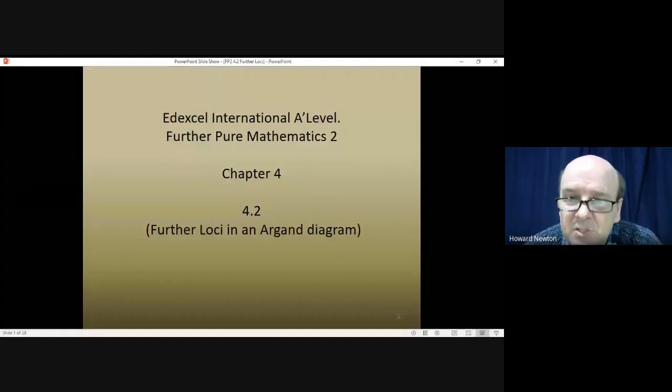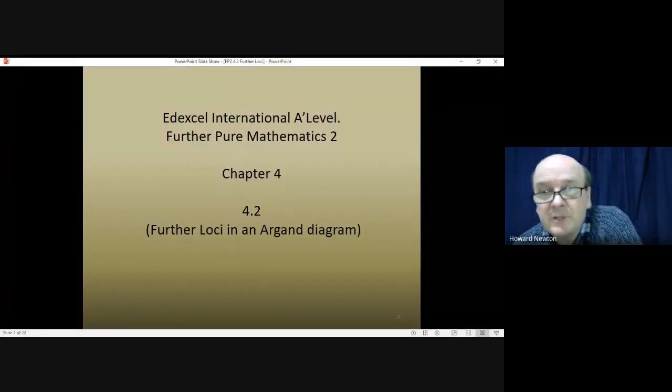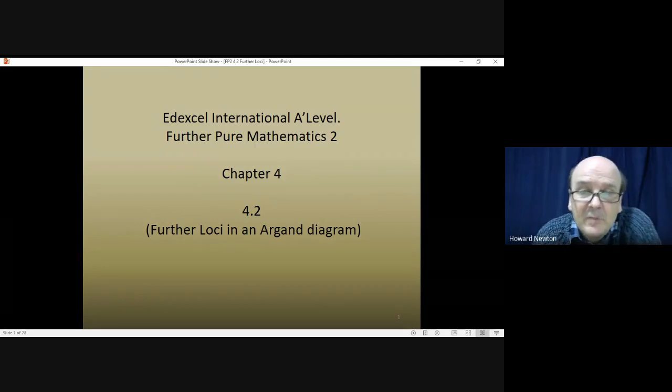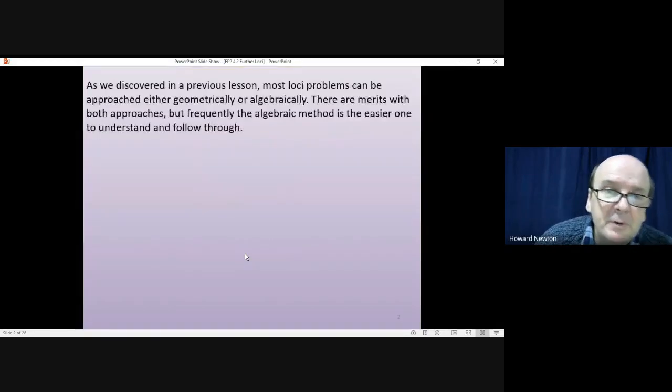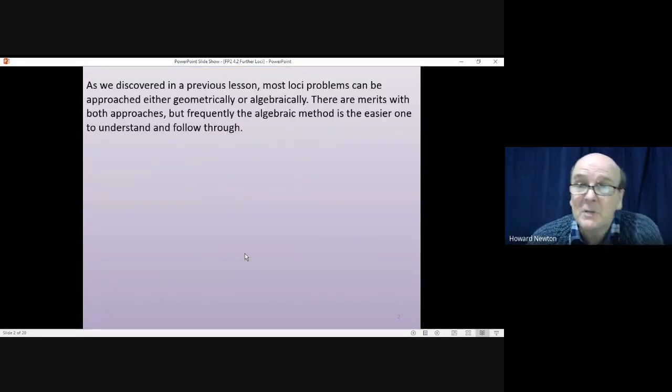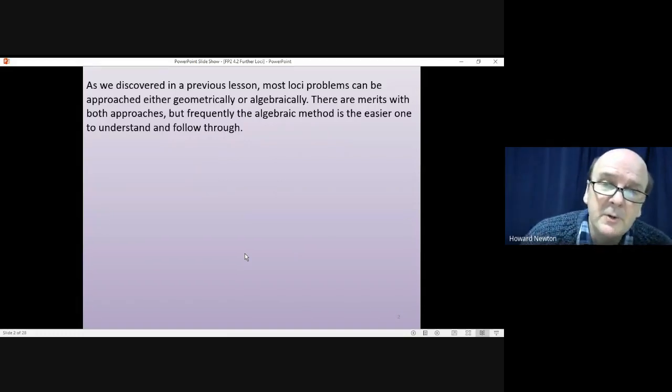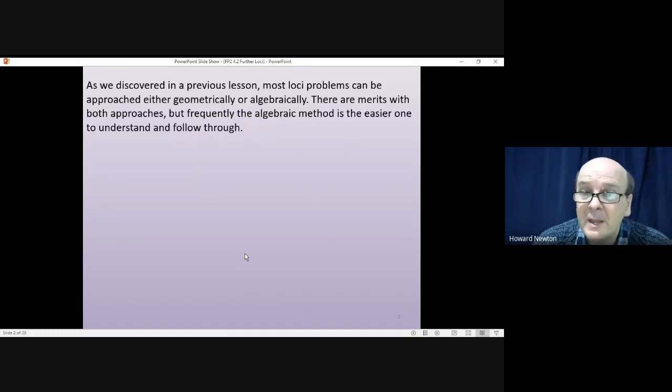Hi there, and welcome to this lesson on Further Pure Mathematics 2. In this lesson, we're continuing to look at how the locus of a complex number can be represented on an Argand diagram. Now, in a previous lesson, we discovered that most loci problems can be approached by two methods. You can either approach them geometrically or algebraically.